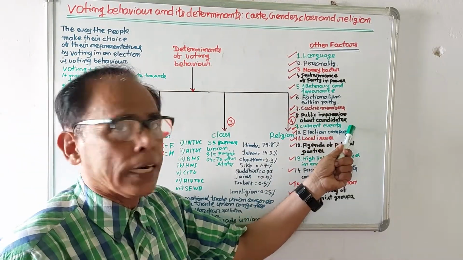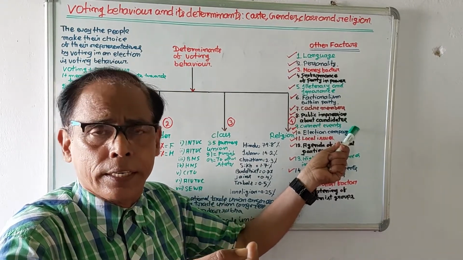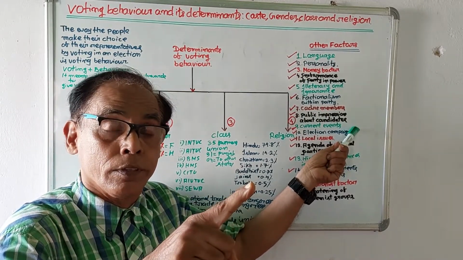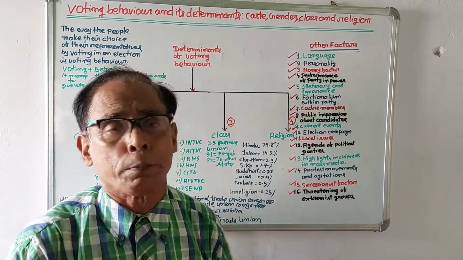Public impression about candidates. If people are very much pleased with any contesting candidate, definitely they will give vote. If a contesting candidate has a good relationship with people, definitely they will get the vote of people.